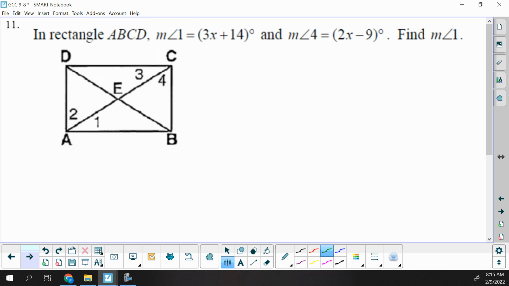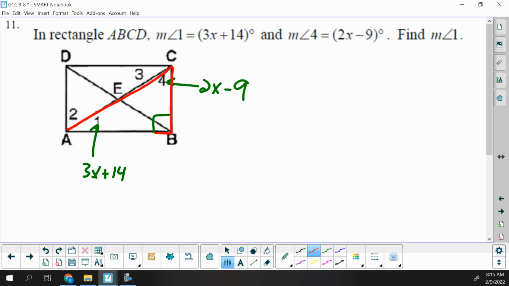Next one's a rectangle. They tell us something for angle 1, we've got 3x plus 14. Something for angle 4, we got 2x minus 9. Well, rectangle, in addition to the parallelogram things, we have diagonals are congruent. Probably not going to help us here because we're working with angles. And we also have rectangle implies 4 right angles. So keep in mind this big angle here is a right angle.